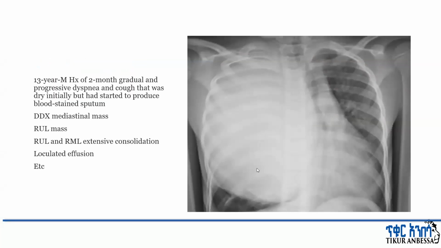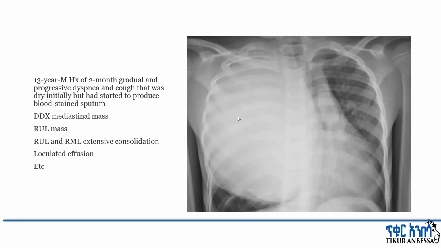Here is a huge one. We have a big, almost entire right hemithorax mass, pushing the heart to the left. It is so difficult to consider in the first instance using X-ray. Ultrasound can give you some clue on this if you do it. The differential diagnosis can be mediastinal mass, right upper lobe mass, and extensive consolidation of the right upper lobe and right middle lobe. Loculated effusion can be considered as a mass.